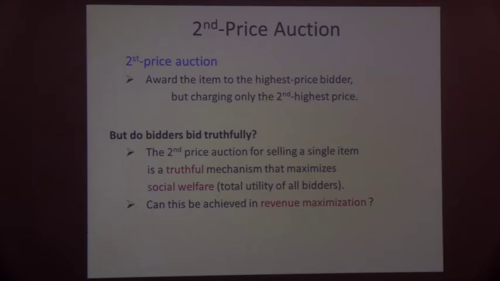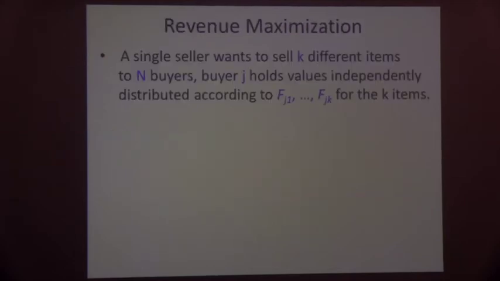Now, can this be done for revenue maximization? It turns out to be a much more hairy problem. So let's say that a single seller wants to sell K different items to N buyers, and buyer J holds values independently distributed according to some distribution. In other words, the seller has some information about the behavior of the bidders, but doesn't know the exact numbers. Based upon that information, how can the seller design a truthful mechanism that is going to bring the maximum profit?